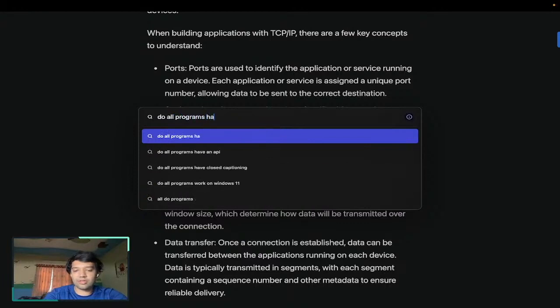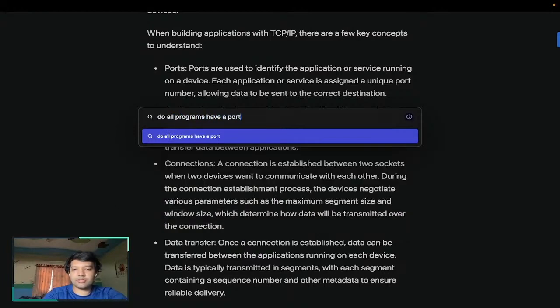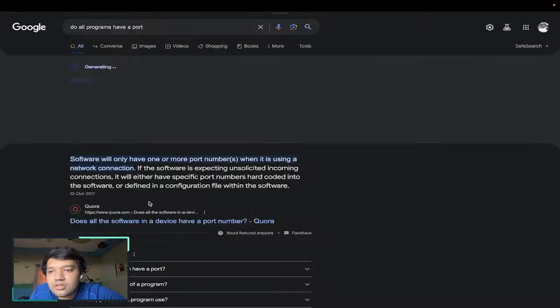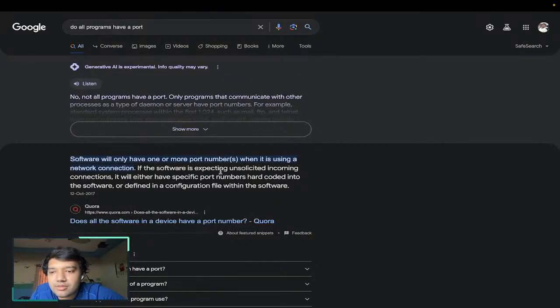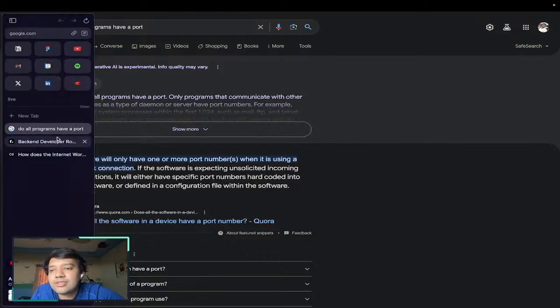Program have a port. Software will only have one or more port numbers, so a program with a network connection.